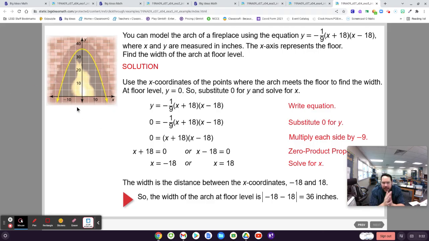All right. So anyway, that's what we're going to be working on. You got to be able to factor and then use the idea that two things multiplied equals 0. One of them has to be 0.